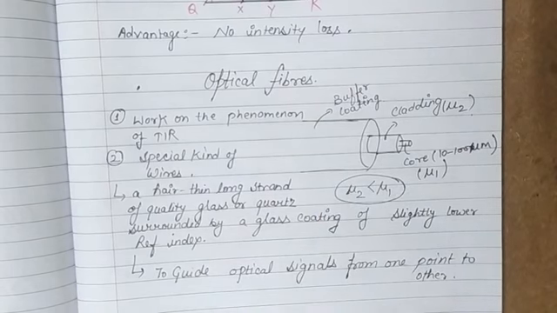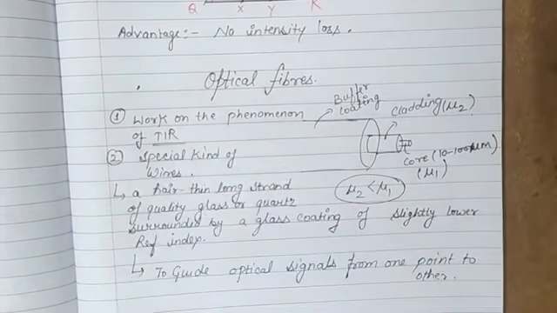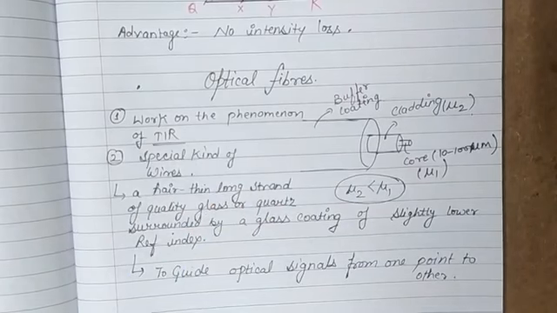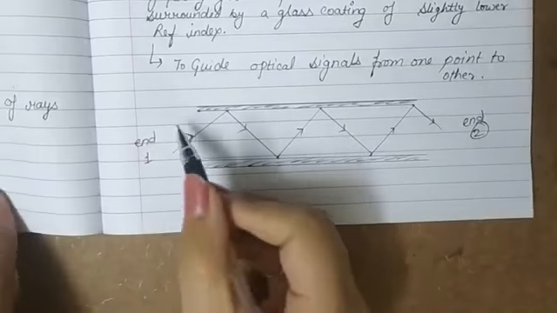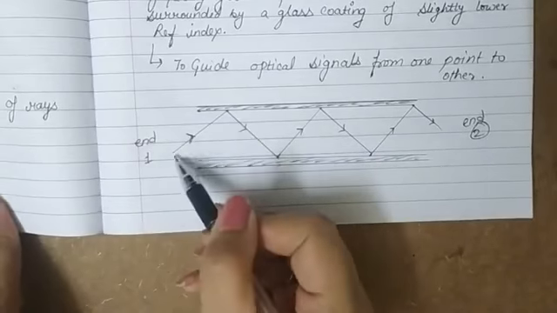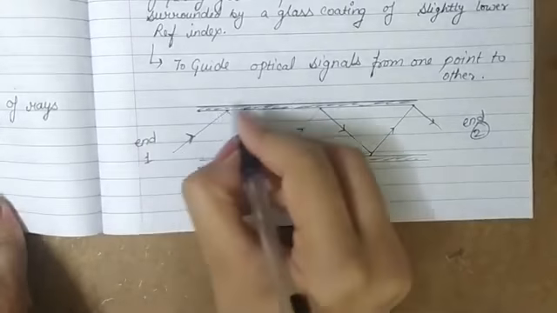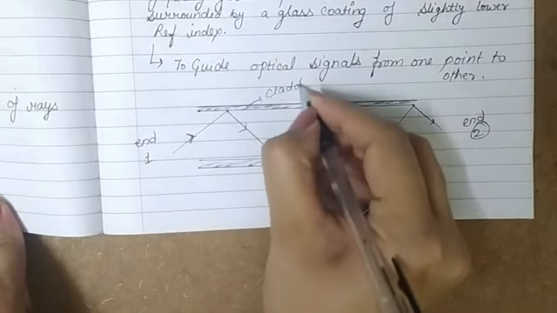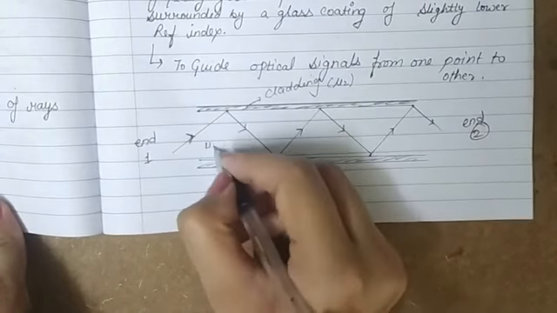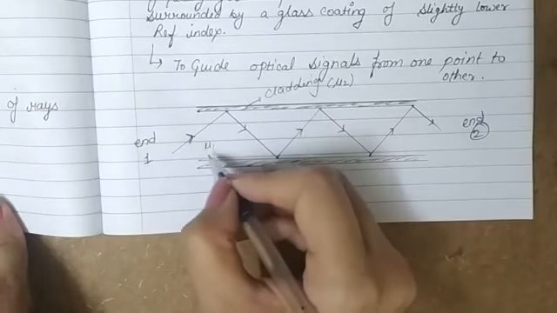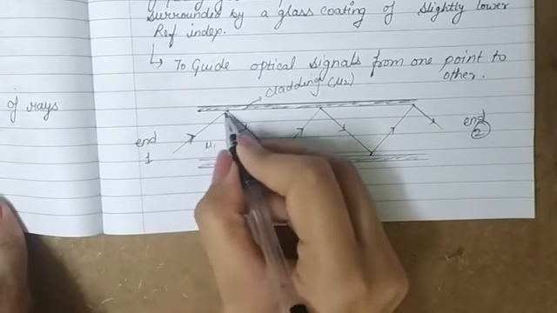Now their main motive is to propagate signals from one point to another, and they do this work by the phenomenon of total internal reflection. This we can show in a diagram. So if we want to propagate a signal from end 1 to end 2, we make it incident on one end of the fiber and it is incident to the surface. Now this is cladding. This is the cladding region with refractive index mu2, and this is core with refractive index mu1, and we know that mu2 is less than mu1. That means light is passing from denser to rarer medium.